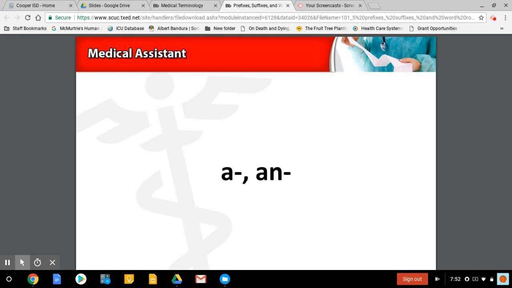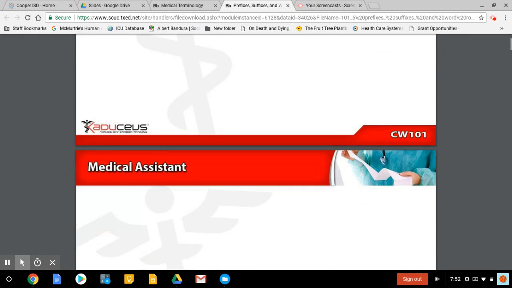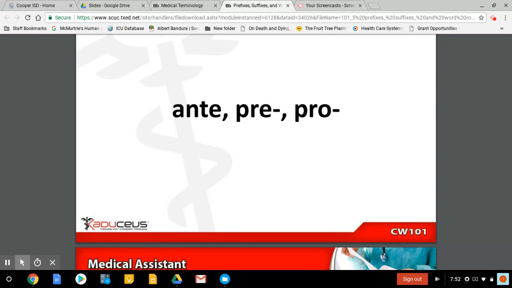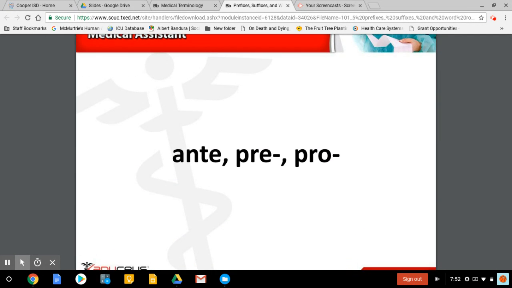So anuria means without urine. We wouldn't put a-uria because that would be two vowels together. So we put an, so we have that consonant before the u for urea. That means without urine. Aurea would violate the understanding that two vowels don't go together. So it means without. Anti, pre, or pro usually means before. As you can see, you're going to have some prefixes, and this is to go ahead and start helping you.